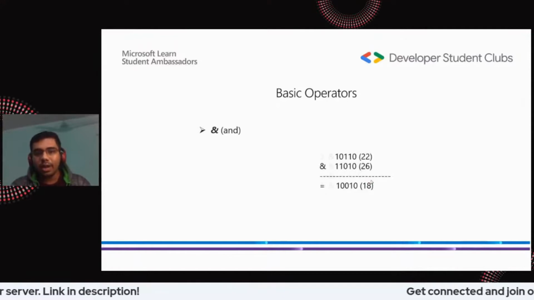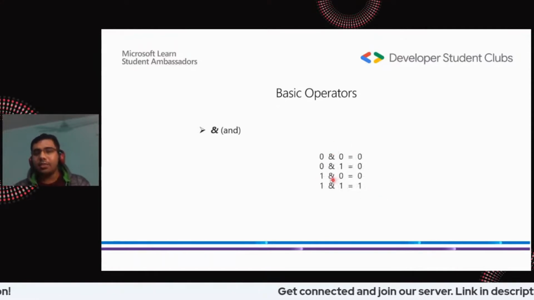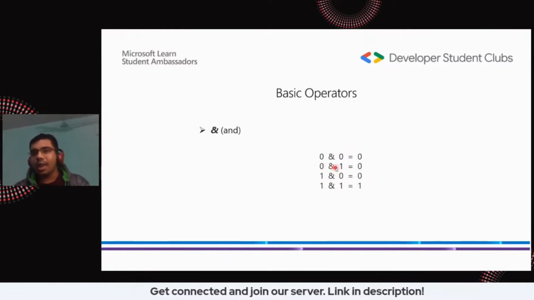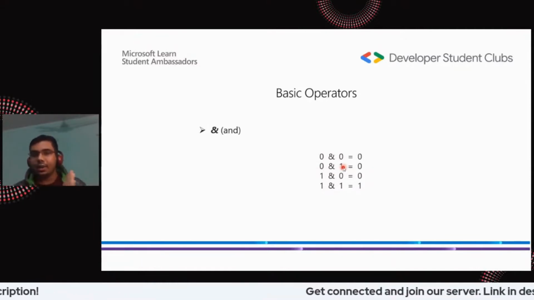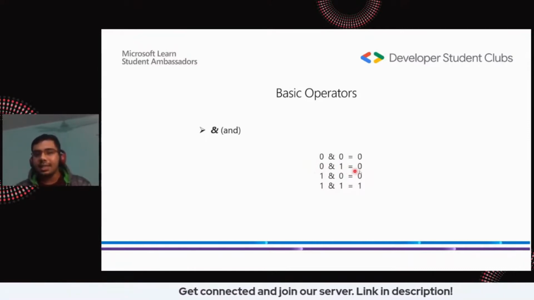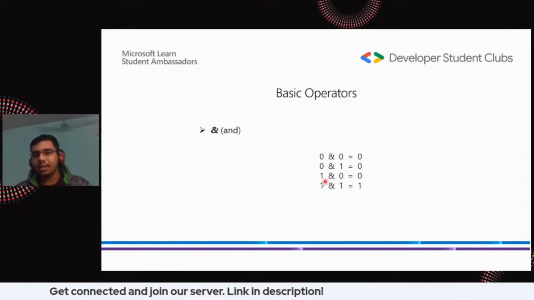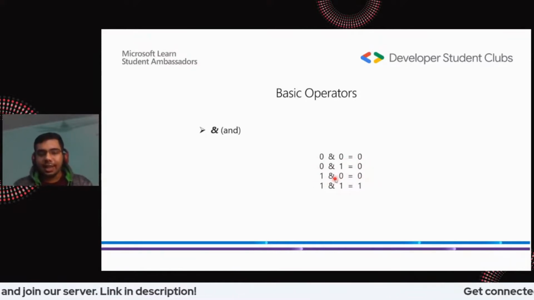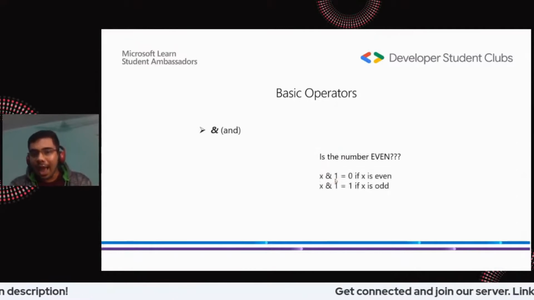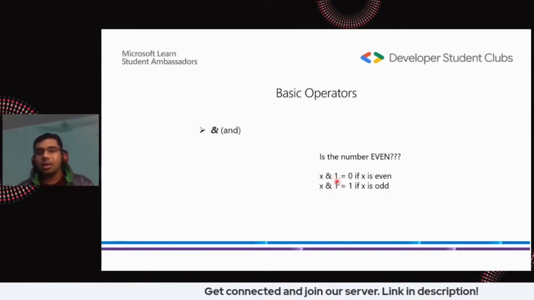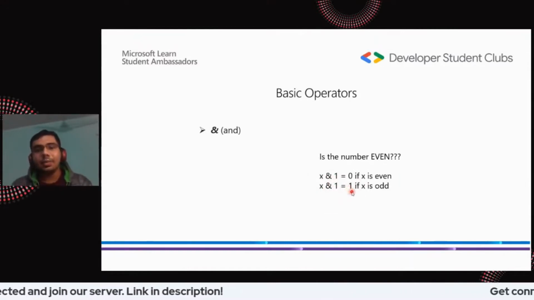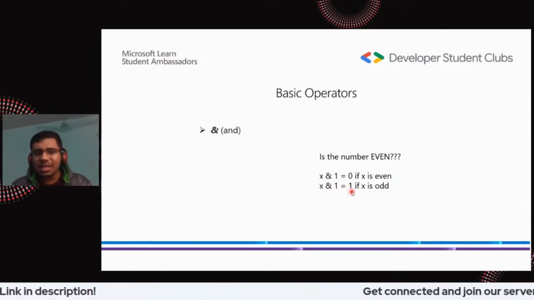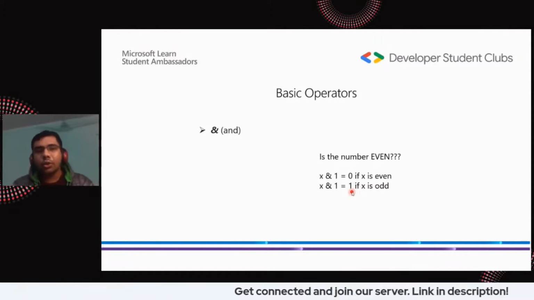Why? Just go back to the truth table. If you find out that the last digit is 0 and we are doing an AND operation here with 1, the last digit of 1 will be 1 in our case, so that would be 0. So if this result is achieved, then we can say that the number we have is even. And in the other case, when we are doing an AND operation with 1 and we find it to be 1, then we can say the number is odd, right? That's the basic thing.